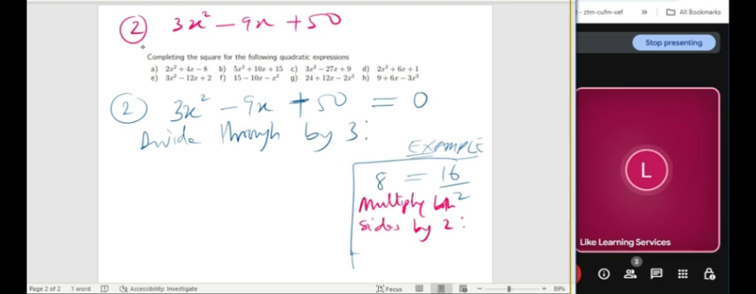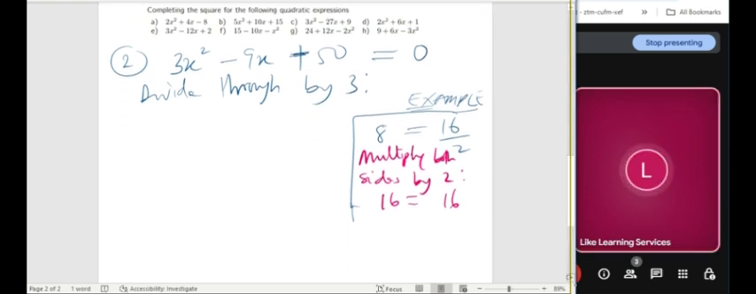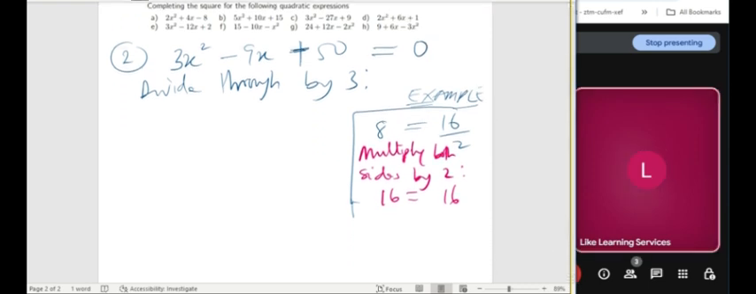Multiply the left hand side by 2. What do you get? 16. Multiply the right hand side by 2. What do you get? 16. Is it not valid? Yes. Divide both sides by 4. Will it still be valid?